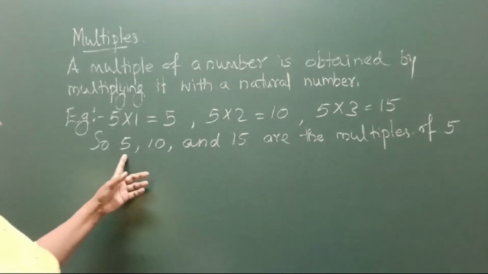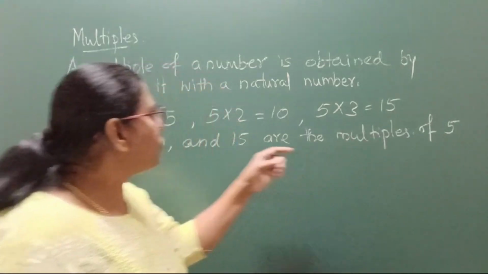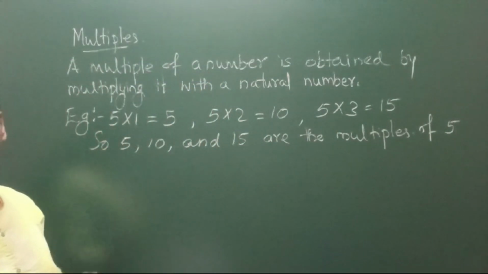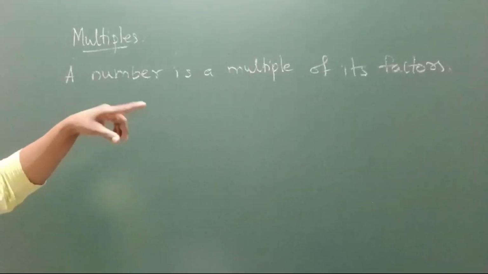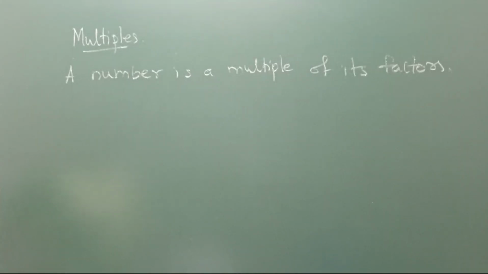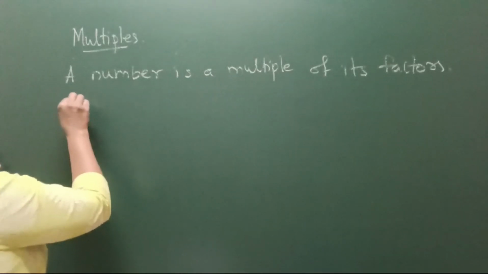Okay, that is what is said here. 5, 10 and 15 are the multiples of the number 5. A number is a multiple of its factors. Example.